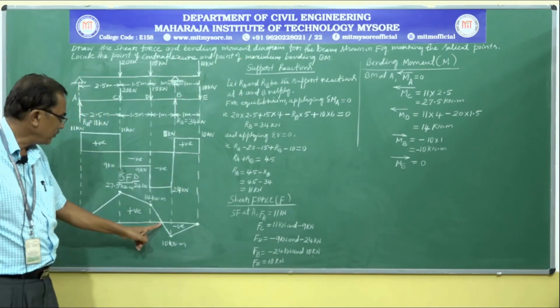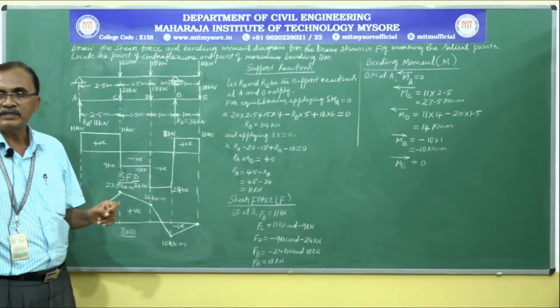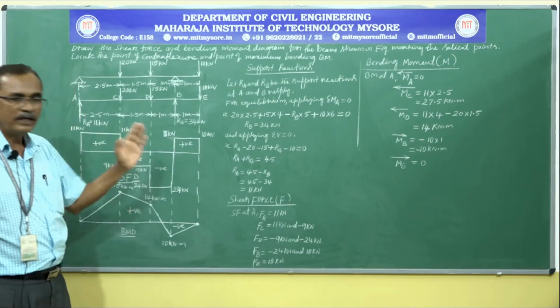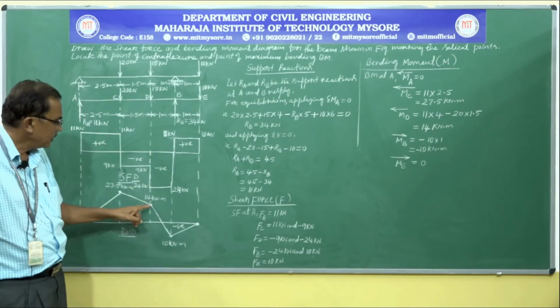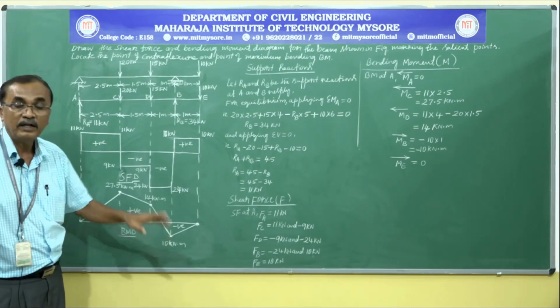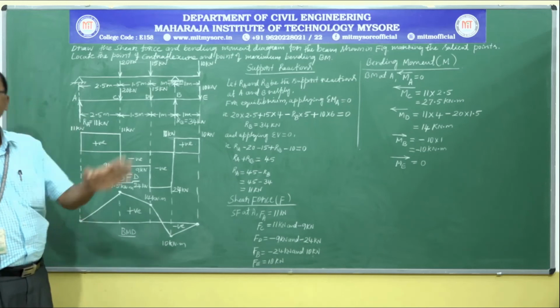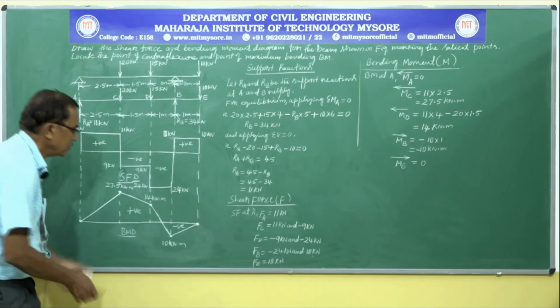Point of contraflexure is the point at which the bending moment diagram changes its sign from positive to negative or negative to positive. If the bending moment diagram changes its sign at an unknown point, that point is to be located on the bending moment diagram. Here we need to locate this point.